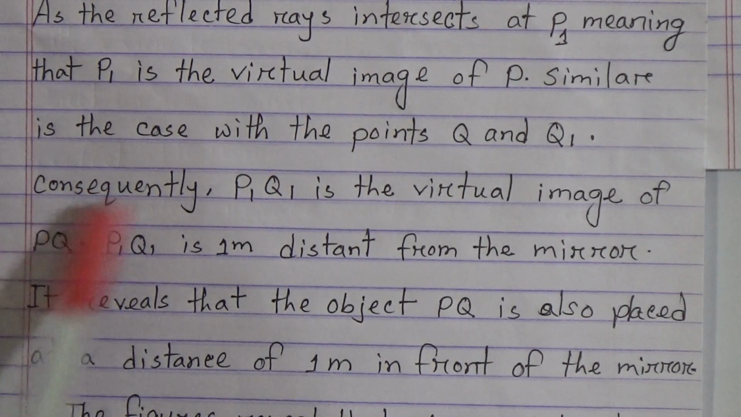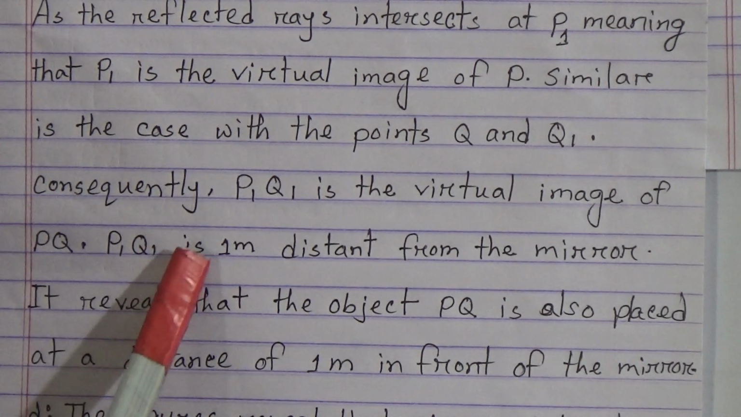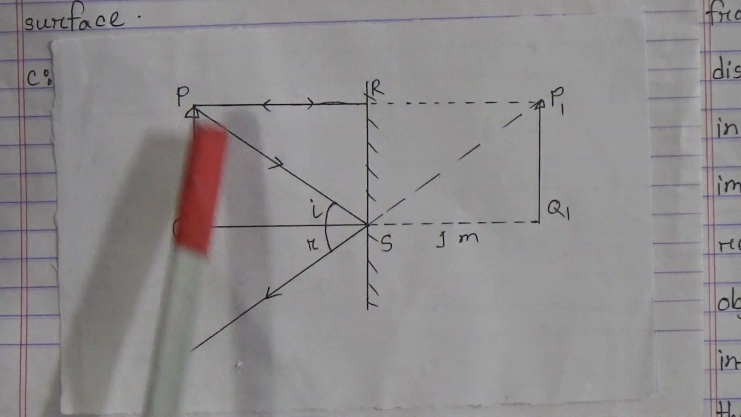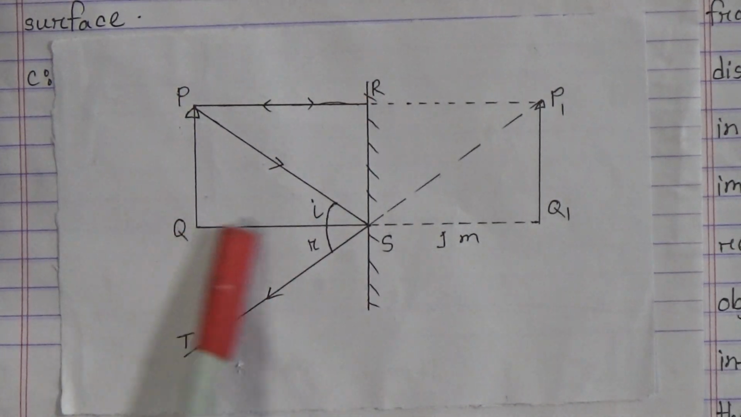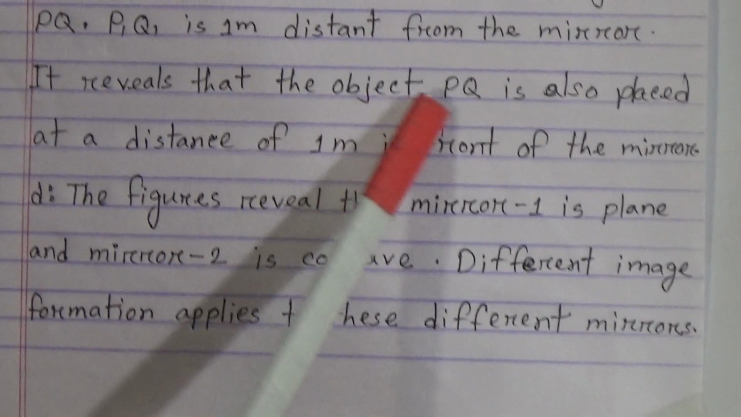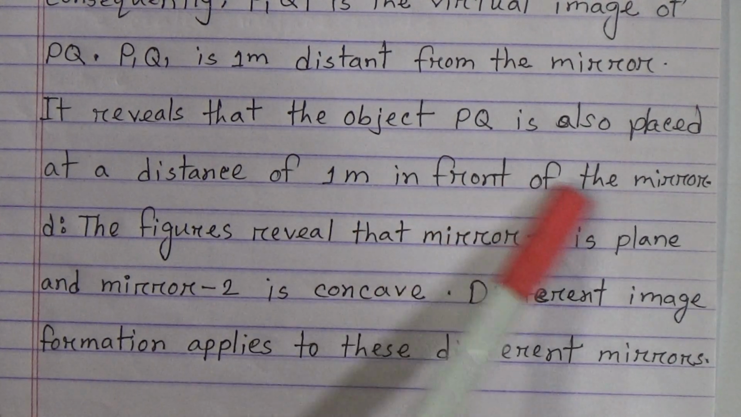Now consequently, P1Q1 is the virtual image of PQ, and P1Q1 is 1 meter distant from the mirror. I said this one: the distance of P1Q1 from the mirror is 1 meter. And it reveals that the object PQ is also placed at a distance of 1 meter in front of the mirror.